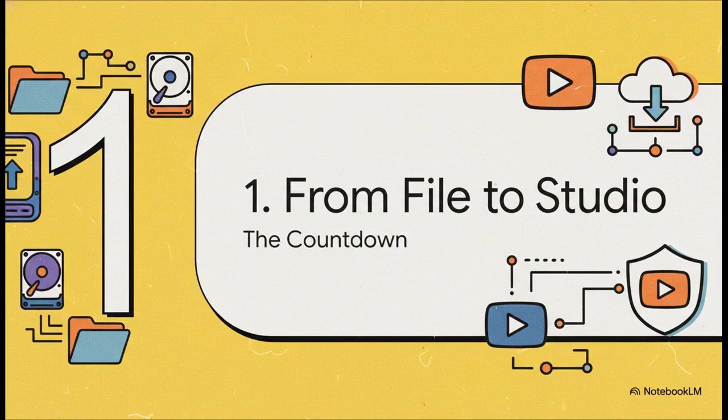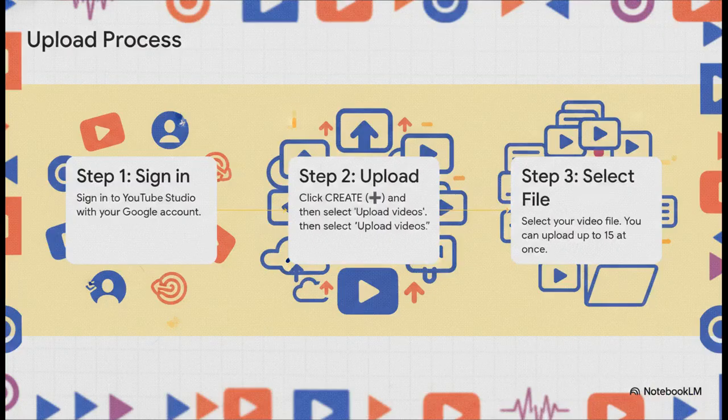Okay, so first up, from file to studio. This is the easy part, the nuts and bolts of the process. But hey, every great launch has to start somewhere, and this is step one. The first few steps are super simple. Just sign into YouTube Studio, hit that big Create button, and pick your video file.